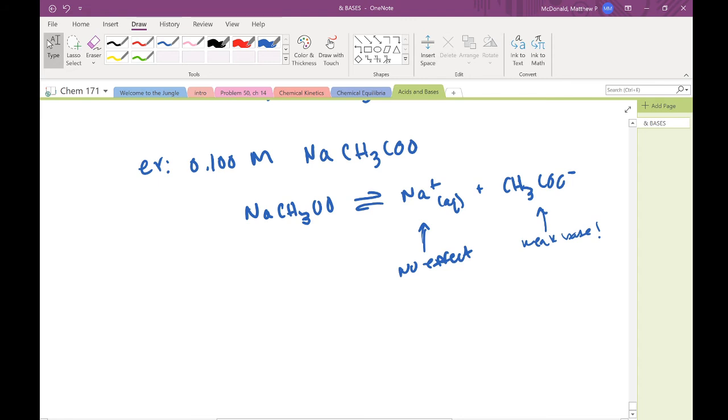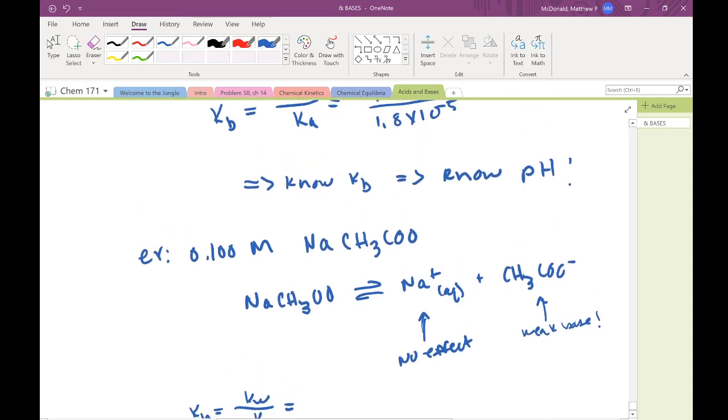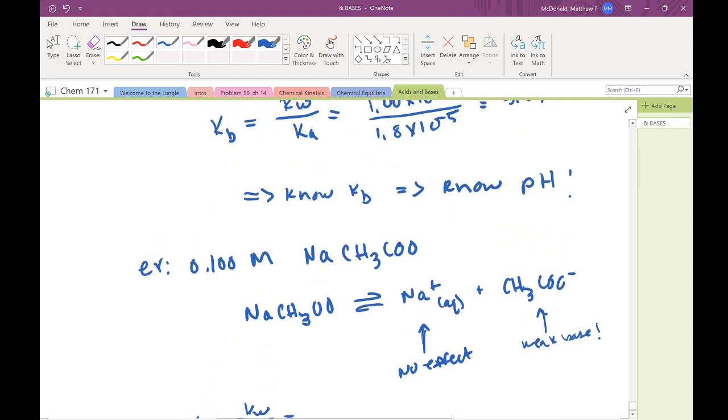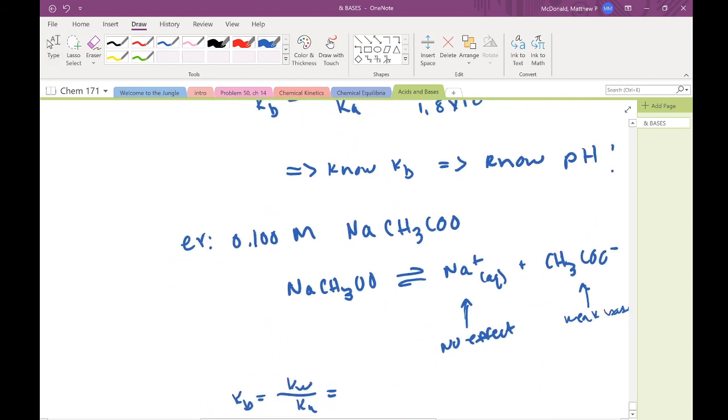And we know that Kb is equal to Kw over Ka. We know the Ka of acetic acid by looking it up, so we can find the Kb of that conjugate base. Actually, we just calculated above. It's 1.8 times 10 to the minus 5. Wait a minute, no. Sorry, that's the Ka. The Kb is 5.6 times 10 to the minus 10.